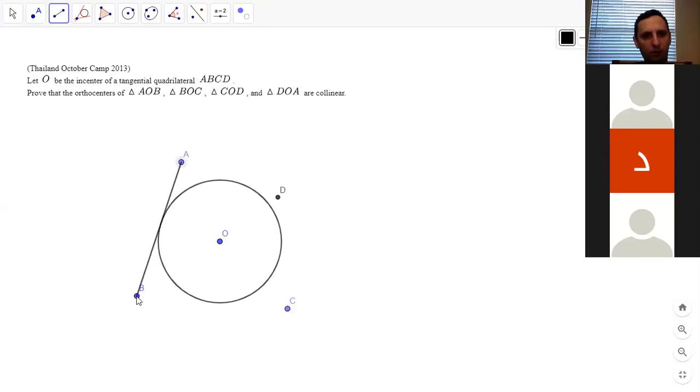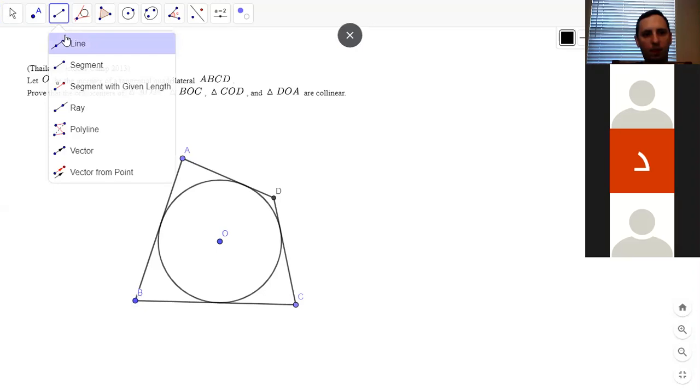So we draw the 4 orthocenters of those triangles. We want to show that they're collinear. It's kind of interesting. I've never seen this before, but have any of you seen this? I didn't see it too. All right.